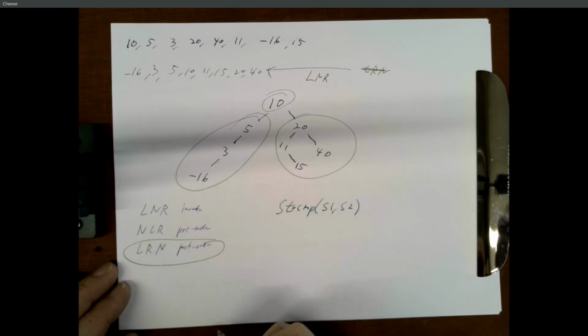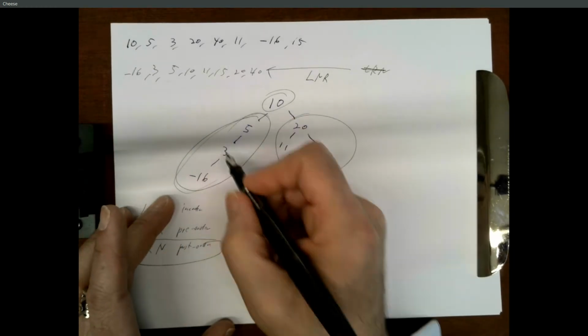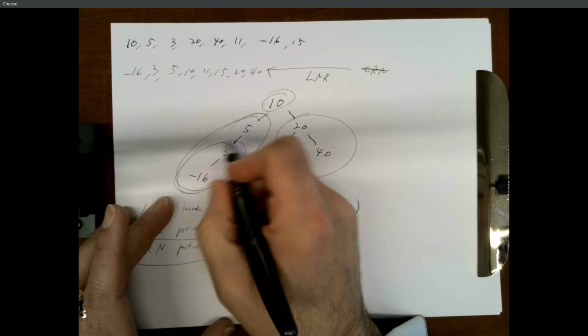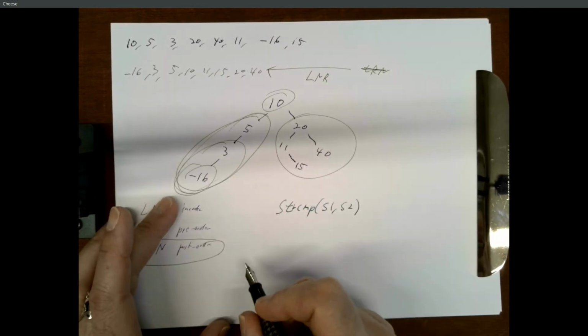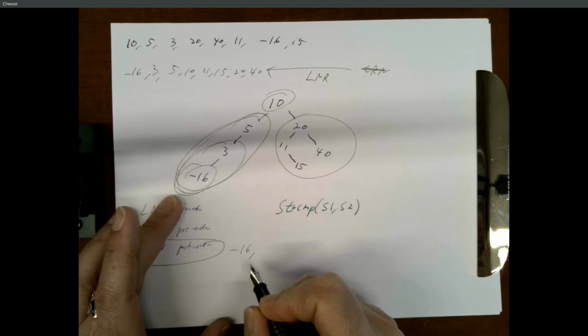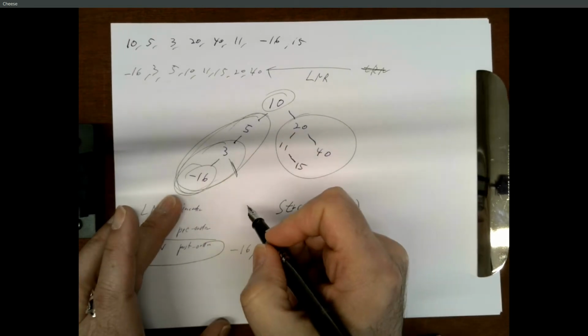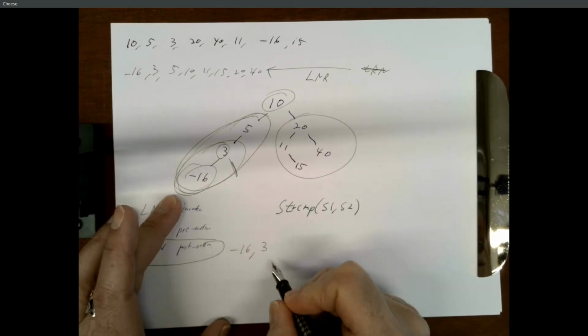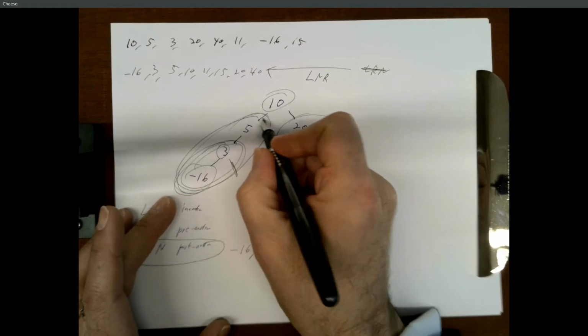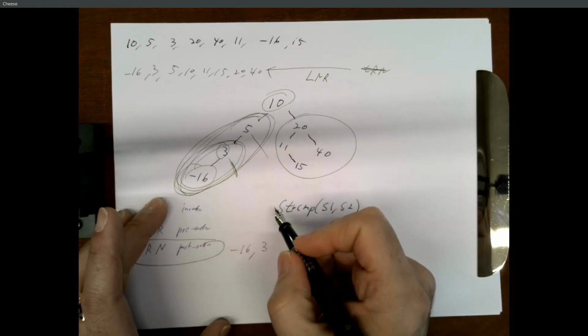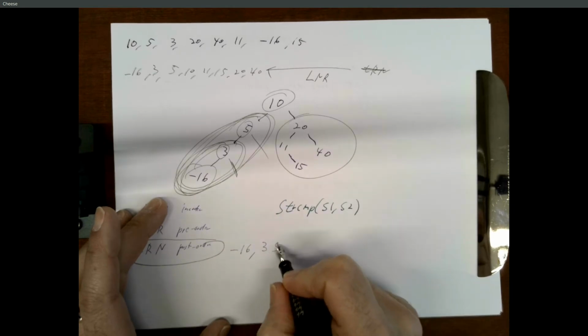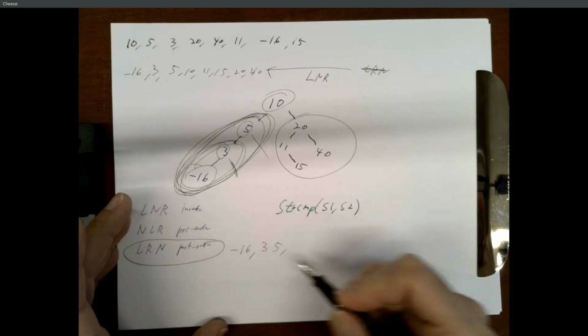Left-node-right is going to say first traverse the left subtree, which means first traverse this. So this is going to start with negative 16. And then it'll traverse the right child, which is null, and then it will print out the node, which is 3. That completes the left child of this tree. There's nothing on the right, so then it will print out the root node. That completes the left child of the original tree.